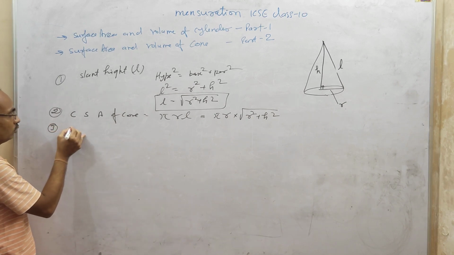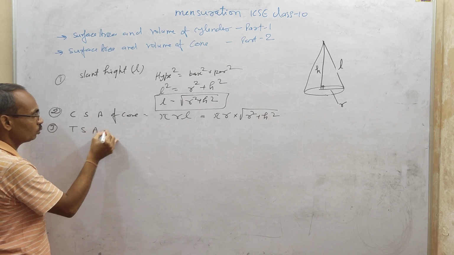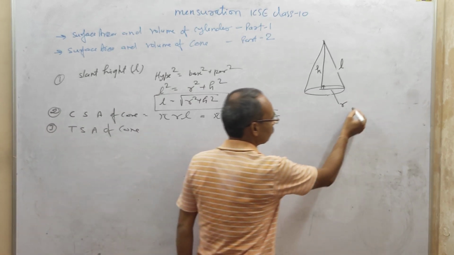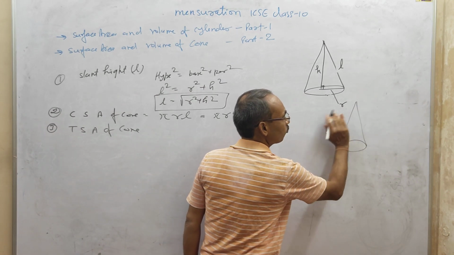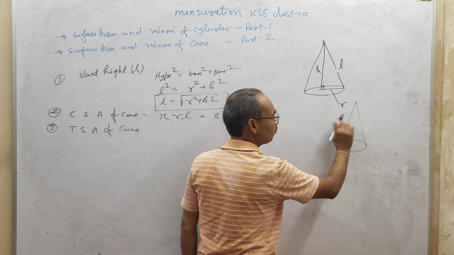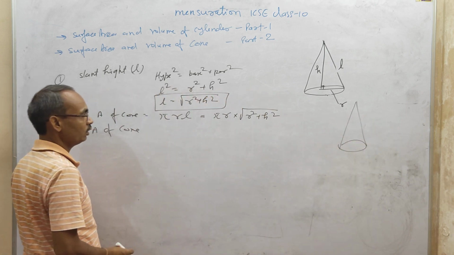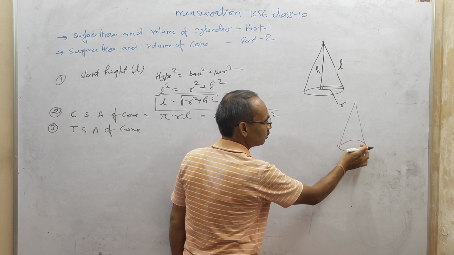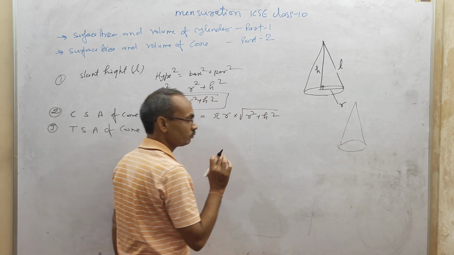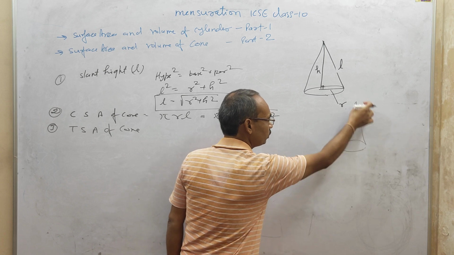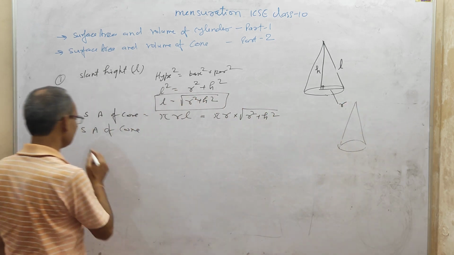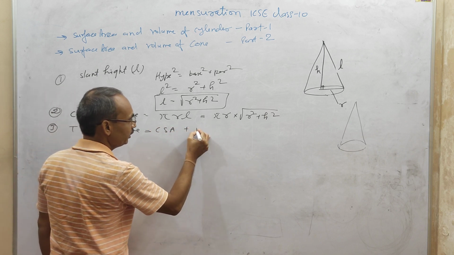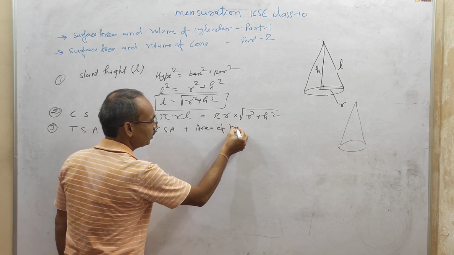And what is the total surface area? Total surface area of cone. This was the curved surface area. Curved surface area means only the curved part, not this. Only the curved part is known as curved surface area. And in case of total surface area, include the curved surface area plus the area of base circle. Base circle plus curved surface is total surface area. Total surface area is equal to curved surface area of cone plus area of base of cone.